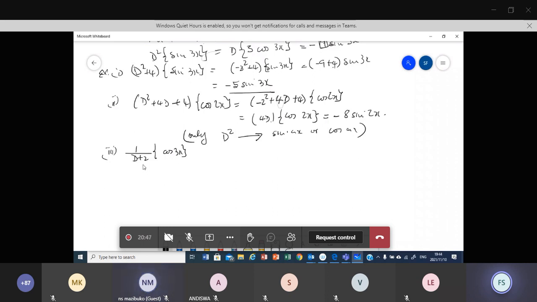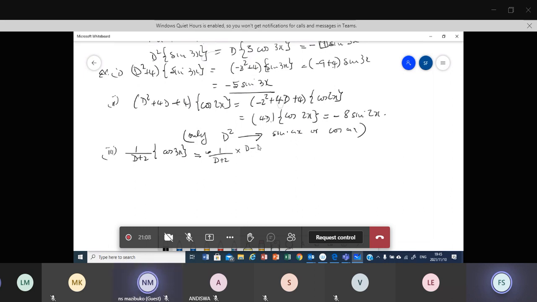Theorem 3 suits because the bracketed term there is a cos function. But now, for a cos function, we must have D squared. Or for a sine function, we must have D squared. So we can create that. We can rationalize the denominator there. Remember how to rationalize the denominator. So this is 1 over D plus 2.